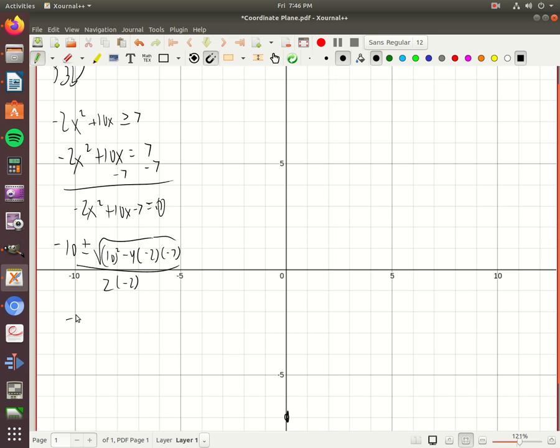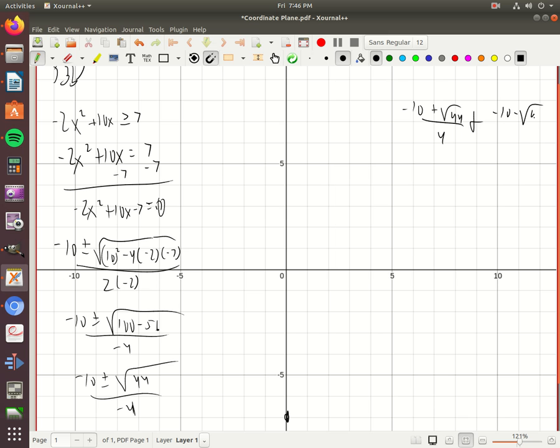Hopefully you guys remember that. I get negative 10 plus or minus the square root of 100, a negative times a negative is a positive, times a negative is a negative, 8 times 7 is 56, over negative 4. I get negative 10 plus or minus the square root of 44 over negative 4. At this point, it's probably a good idea to reach for a calculator because I'm going to get two things. I'm going to get negative 10 plus the square root of 44 over negative 4, and negative 10 minus the square root of 44 over negative 4. I should have put a negative here, sorry.